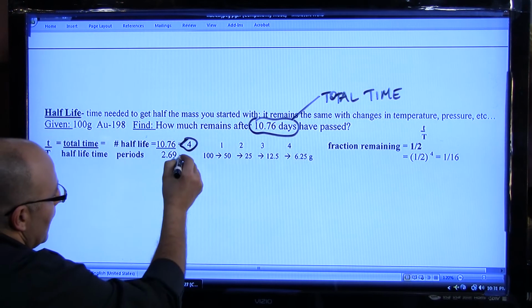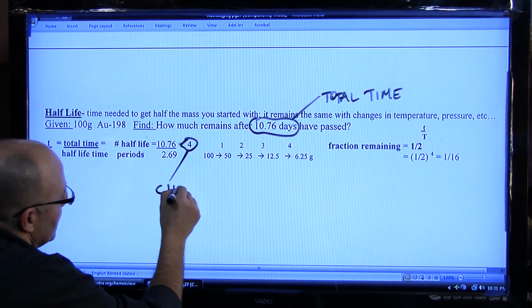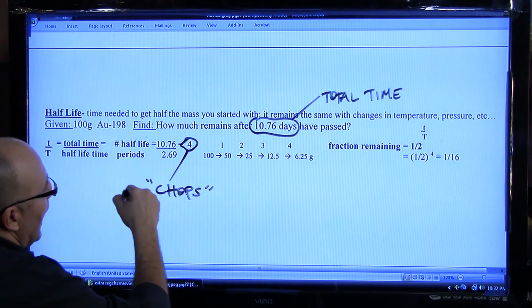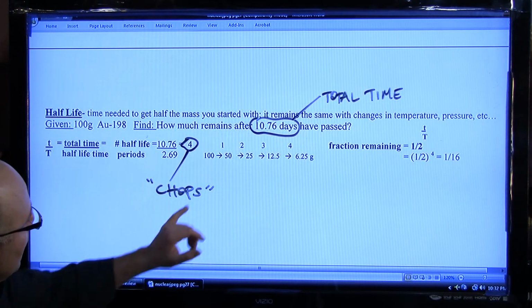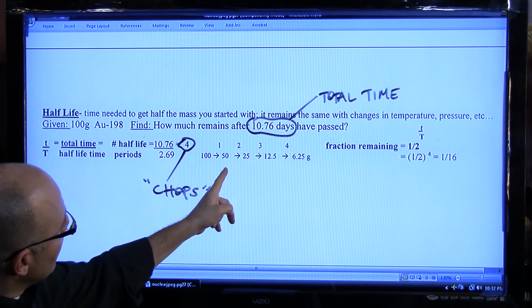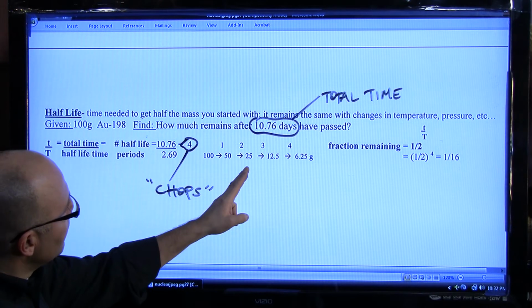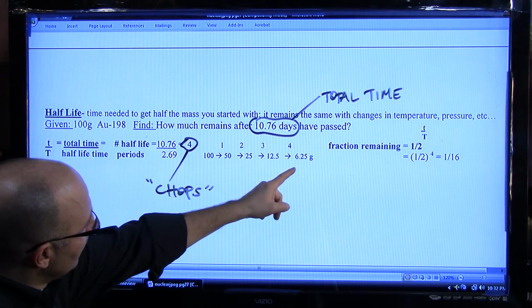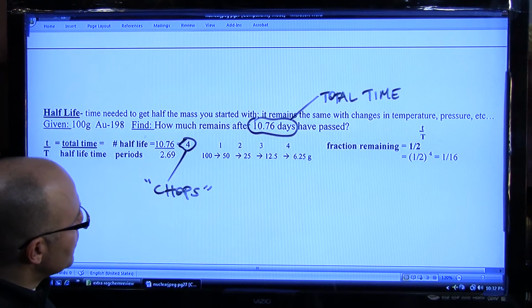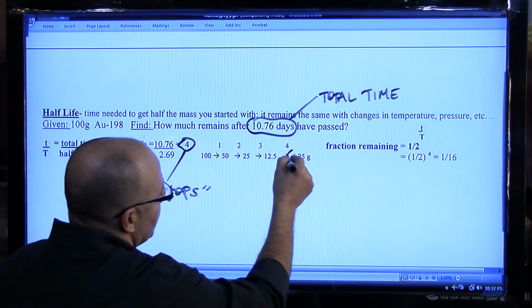So what I think of it as is there's going to be 4 chops in half of the material you started with. So the 100 becomes 50, which becomes 25, then 12.5, you divide that in half further, and you get 6.25 grams, and that's your answer.